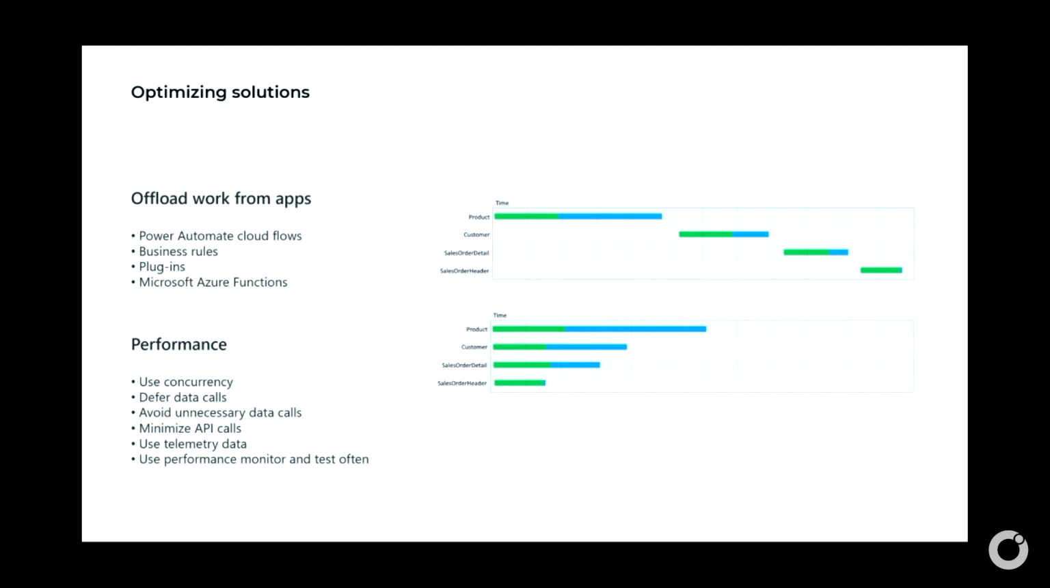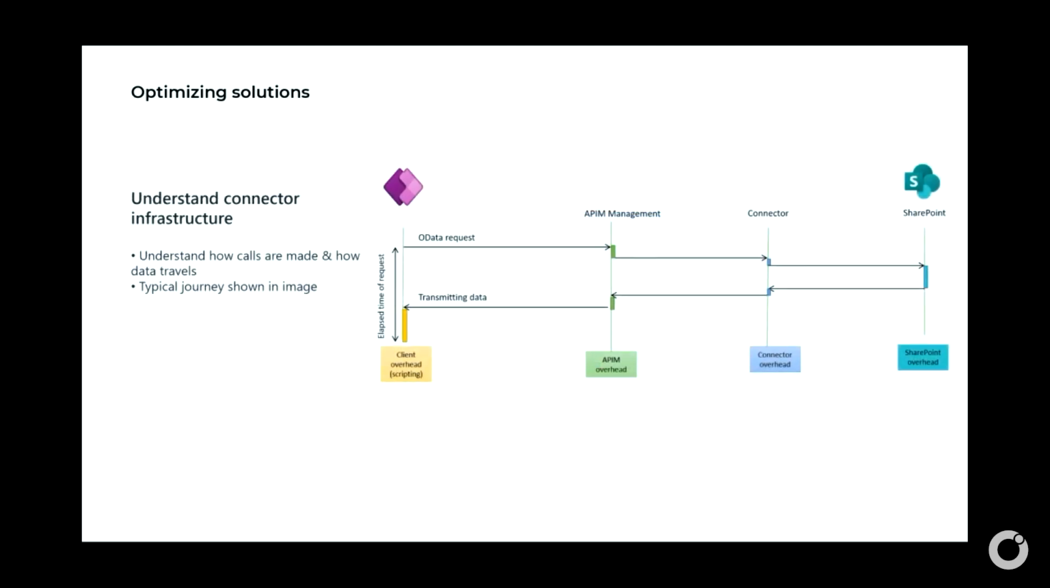Then also look to offload the work from the app. So if you're building really advanced logic, is it a better fit to build a Power Automate Cloud flow and then just call that from your app? Think about offloading it or using business rules or Azure functions. And then again, it's really important to understand the connector infrastructure. So understand how calls are made and the journey that they have to take in order to return information.